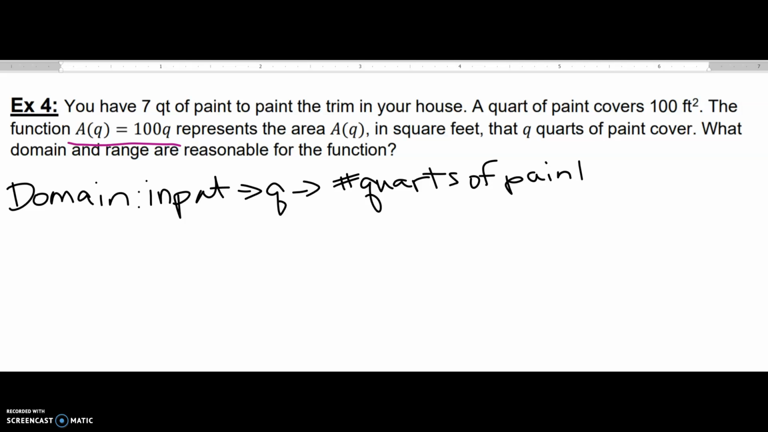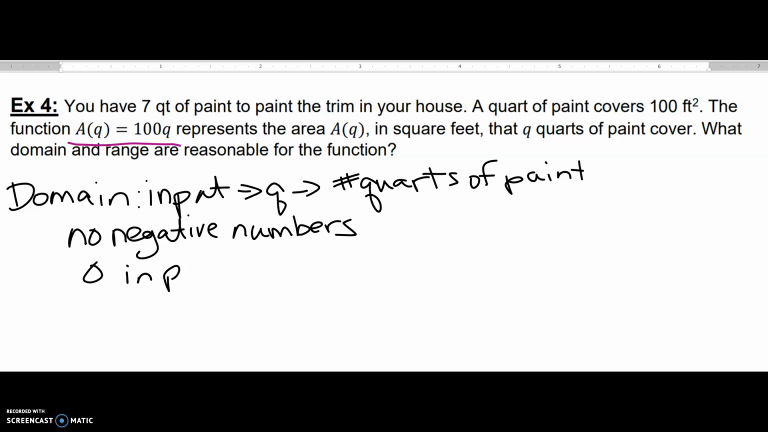So let's think of some possibilities for this. Could you use a negative amount of paint when you're painting? No, that's not possible. You're not taking the paint off the wall and putting it back into the container. So we're not going to use any negative numbers. Negative numbers are not reasonable. Okay, so now let's look at 0. Could you use 0 quarts of paint? Well, yeah, you could. You're not going to get anything done, but you could use 0 quarts of paint. So 0 is possible.